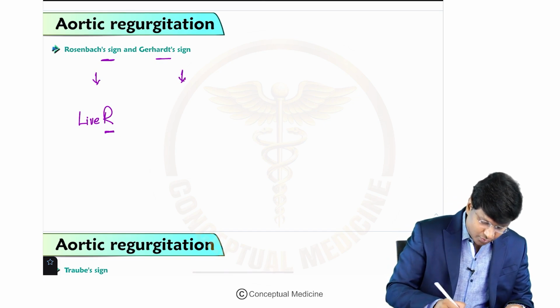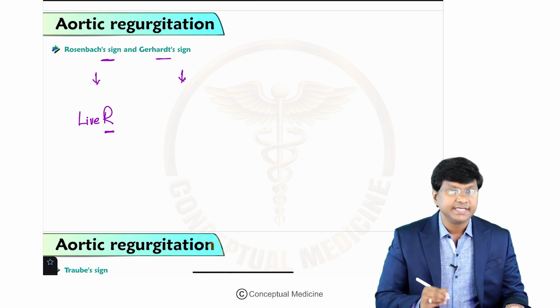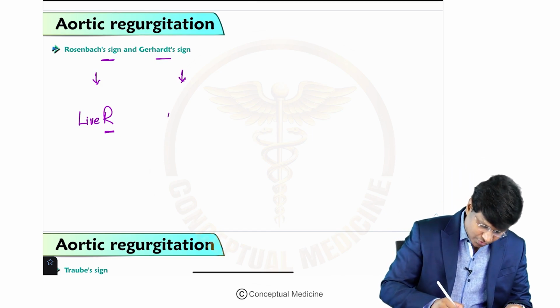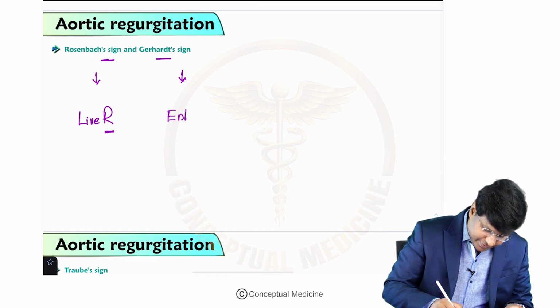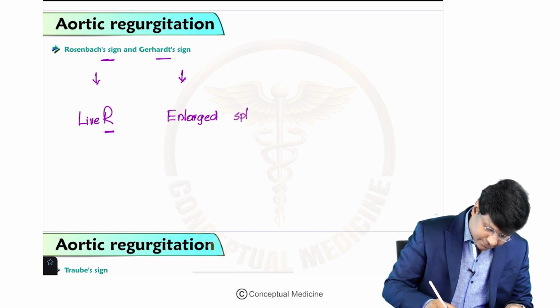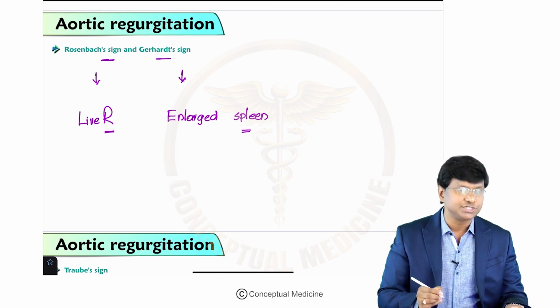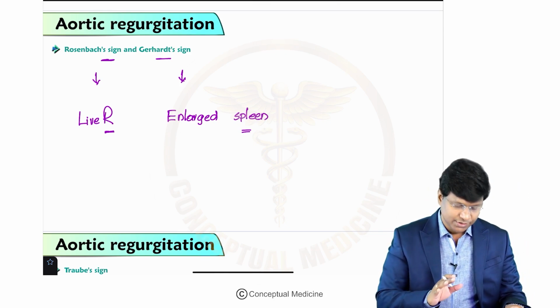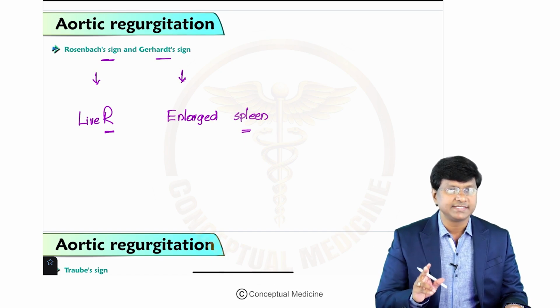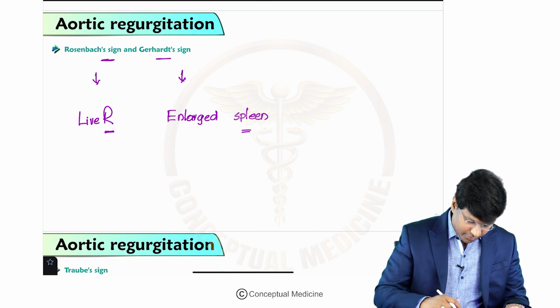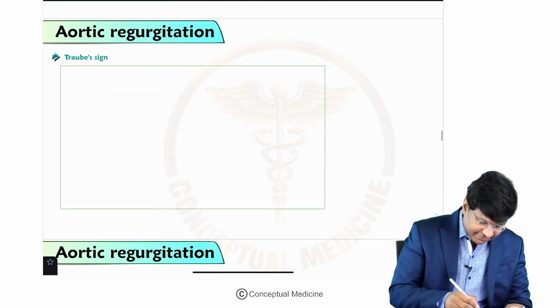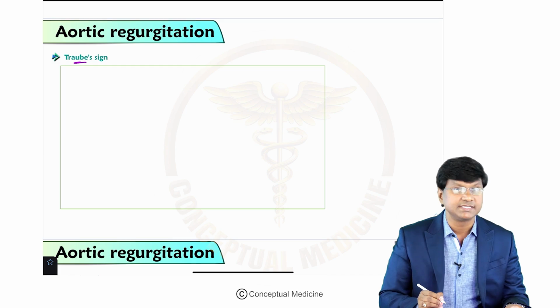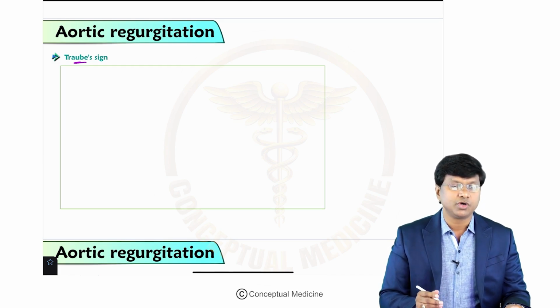Then followed by that, what is this Gerhardt sign? See, Gerhardt sign is the pulsations over the enlarged spleen. Pulsations over the enlarged spleen is called the Gerhardt sign. So these are the two important signs that you will see over the abdomen. Then followed by that, we have the next important sign, that is called the Traube sign.